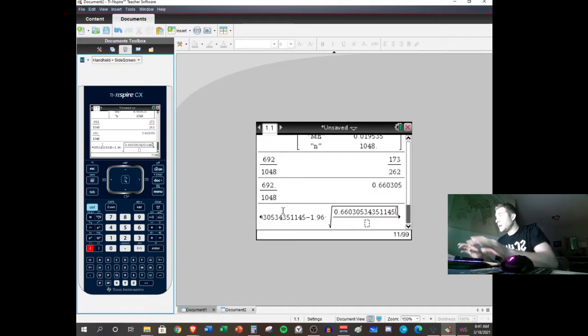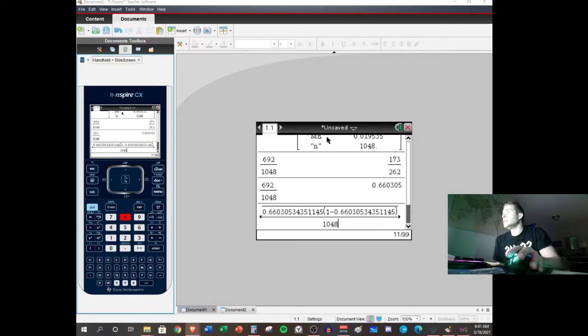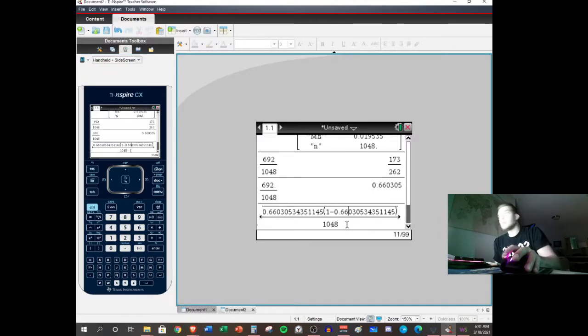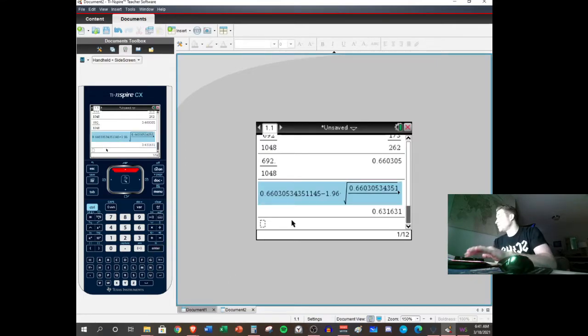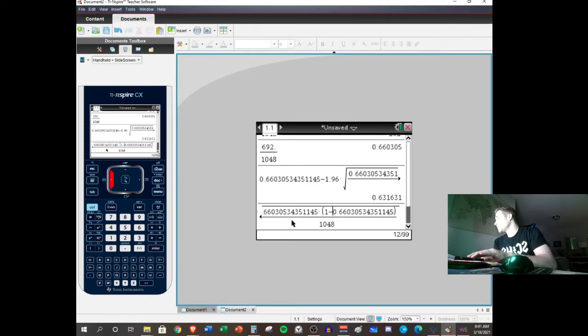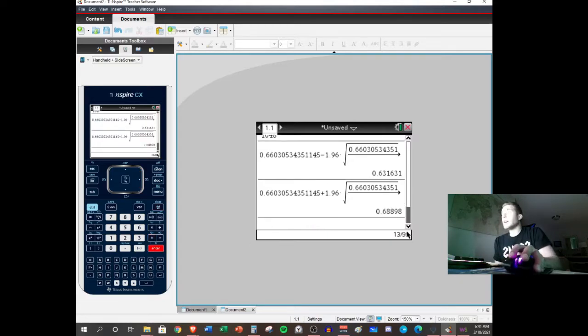And then I can do a parentheses 1 minus, go back up, copy it again, right? That's how we're making sure we're getting exact. And then what's our sample size? 1048, right? And this is going to be extremely exact, and we're going to hit enter. This is the minus version, right? So that should be correct. All right. And then we're going to go back up, and we're going to do the plus version. I hit enter, go all the way back, and change it to a plus. That should be the upper boundary.